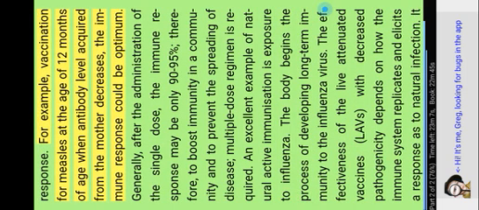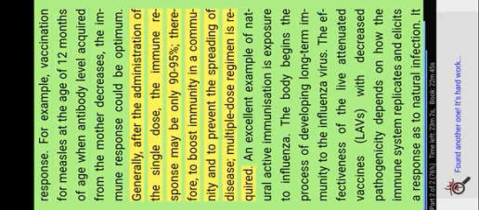For example, vaccination for measles at 12 months of age, when antibody level acquired from the mother decreases, the immune response could be optimum. Generally, after the administration of a single dose, the immune response may be only 90–95%. Therefore, to boost immunity in a community and to prevent the spreading of disease, a multiple dose regimen is required.